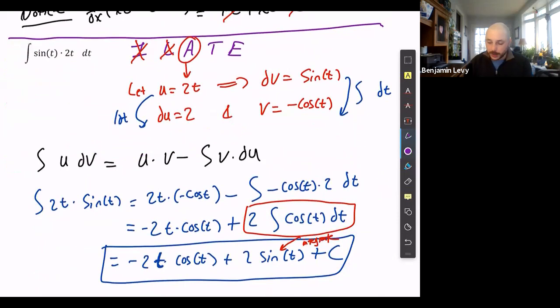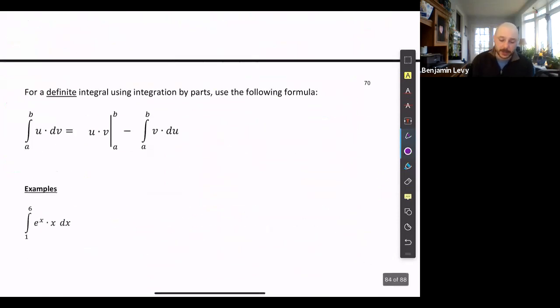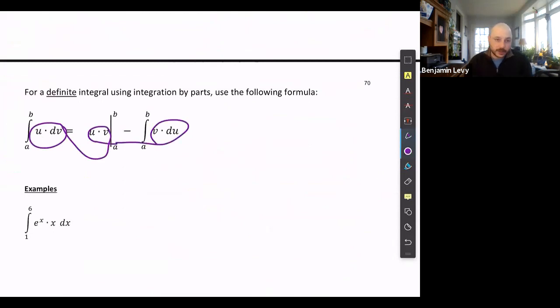Now I just want to talk about, well, what happens if we have bounds? How do we actually get area from one of these integration by parts problems? And it's pretty straightforward. It's probably what you would imagine we would do, right? So this is just uv minus the integral of v du, just the formula for integration by parts. And now we're just taking the bounds that were here.